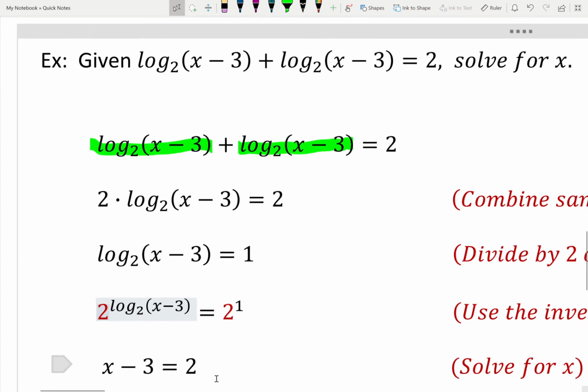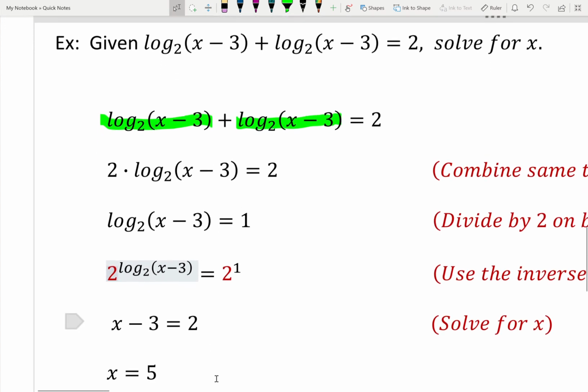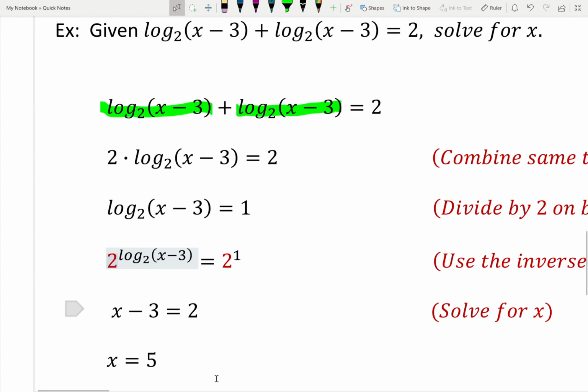So now it's just simple, right? I just solve for x. X equals 5. So hopefully that makes some sense.